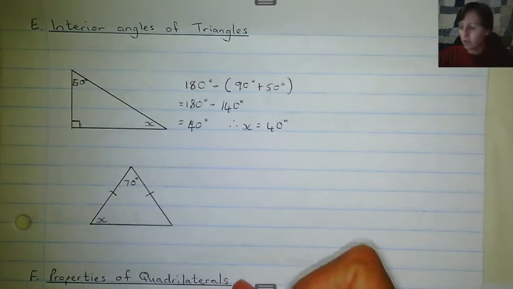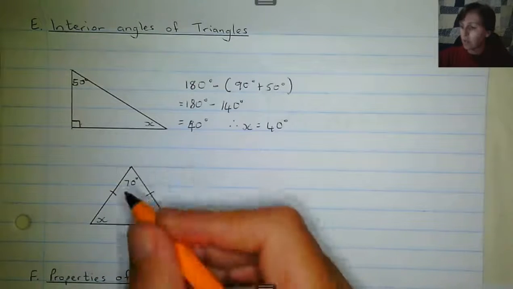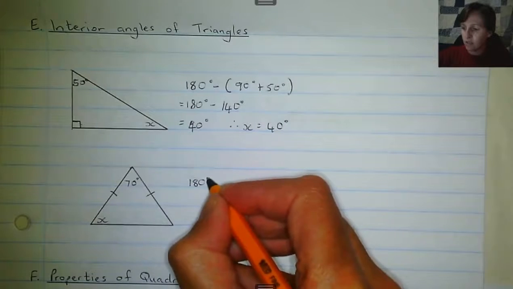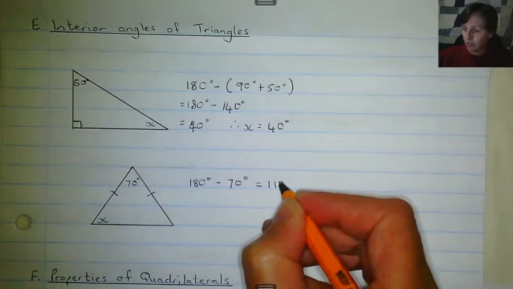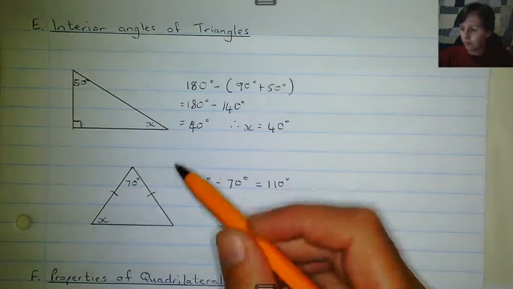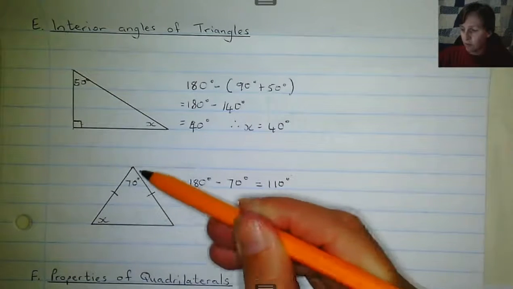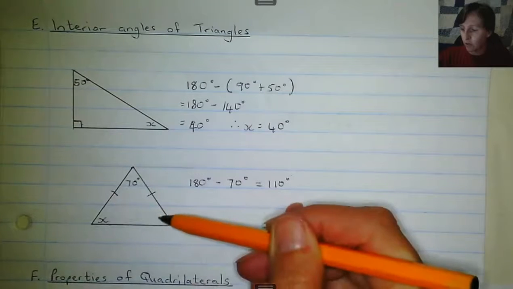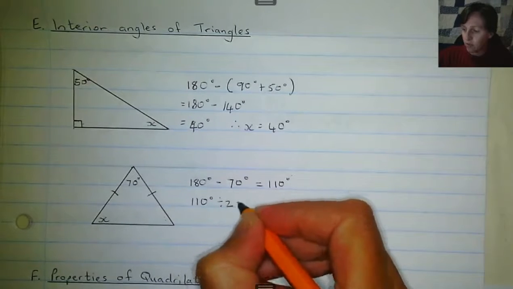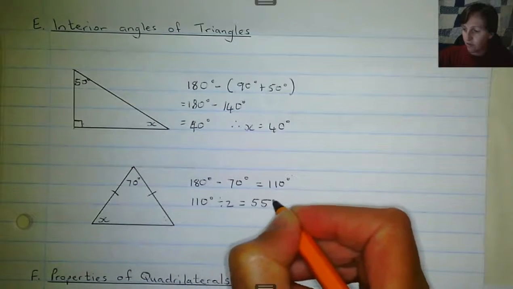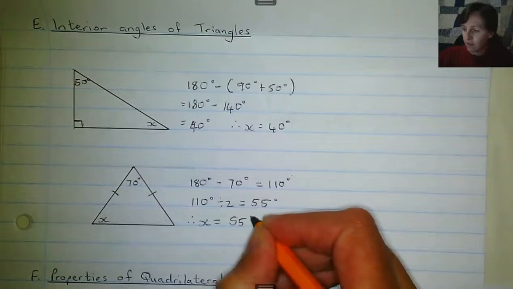If we have a look at this isosceles triangle, it's a little bit harder because they've only given us the size of one of the angles. So same thing again, we take our 180 degrees, we subtract what they've given us, and that's going to leave us with 110 degrees. Now that 110 degrees has to be split equally between those two because this is an isosceles triangle, so we know that those two angles are equal. So we're going to say 110 degrees divided by 2, and we're going to get 55 degrees each. So therefore, x is going to equal 55 degrees.